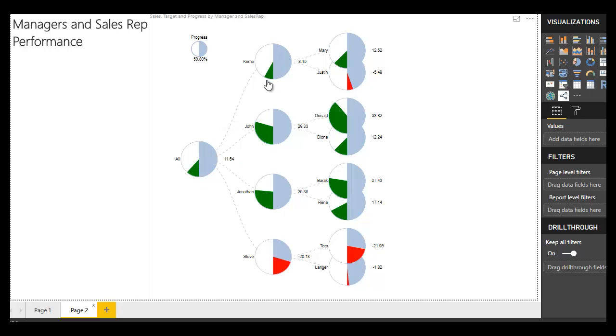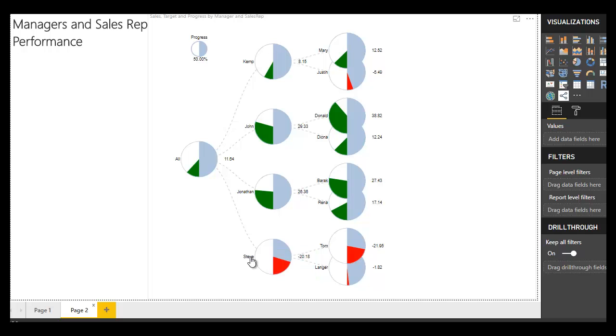These are the four managers, and three of them are exceeding their targets, and they are quite ahead. Like this one is exceeding the target by 8.15%. John is exceeding the target by 29%. Jonathan by 26%. However, Steve is falling behind.